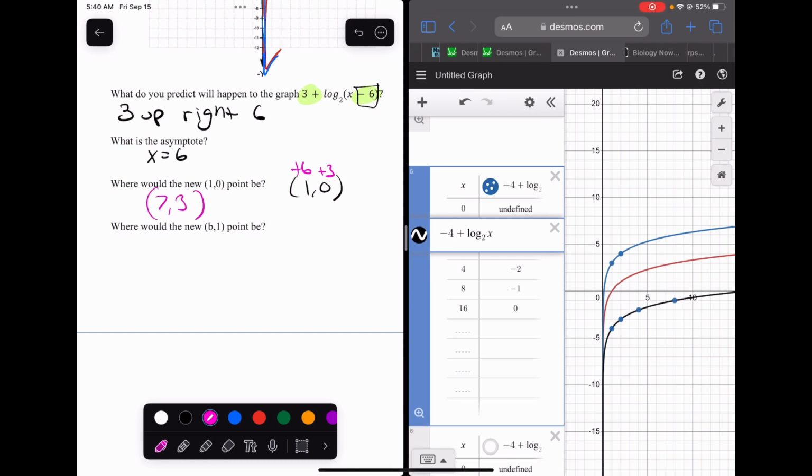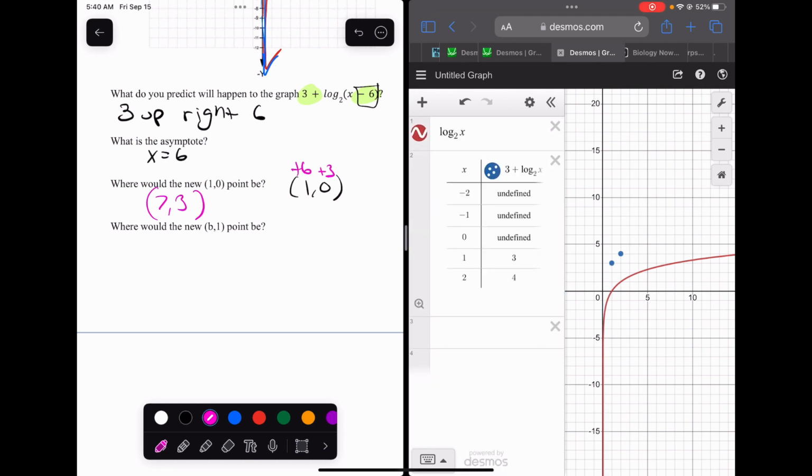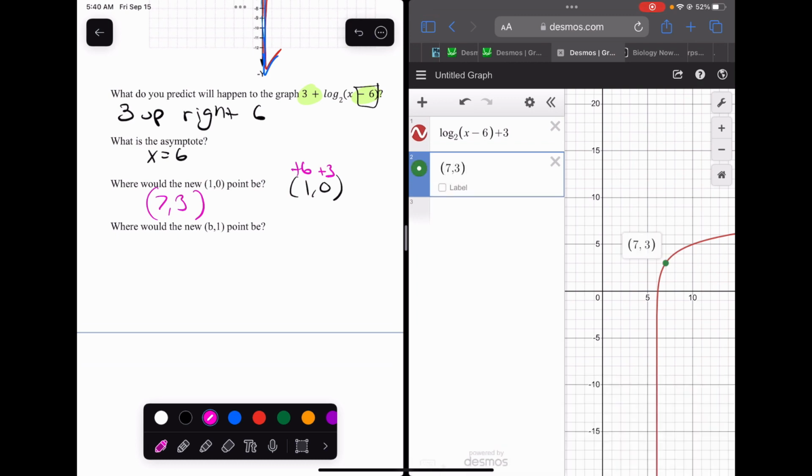Now let's see if I'm right. Hopefully I am. That would be awkward, right? So we've got x - 6, and then we add a +3 on the outside here. And we said that the point 7, 3 should be on here, right? And look, it is. So that was our new 1, 0 point.